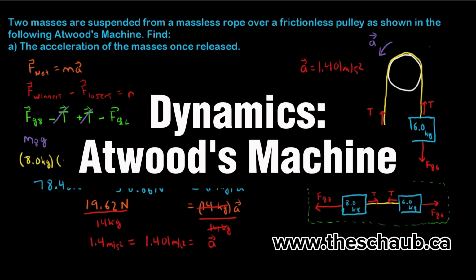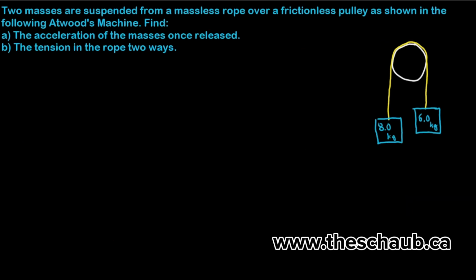Welcome to this question on dynamics, where we analyze the acceleration and the tension in the rope of an Atwood's machine. Two masses are suspended from a massless rope over a frictionless pulley as shown in the following Atwood's machine on the right. In part A, we'll find the acceleration of the masses once the system is released. In part B, the tension in the rope, two different ways to confirm our answer.